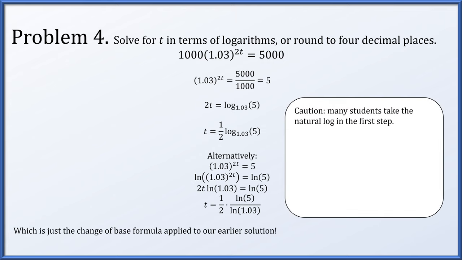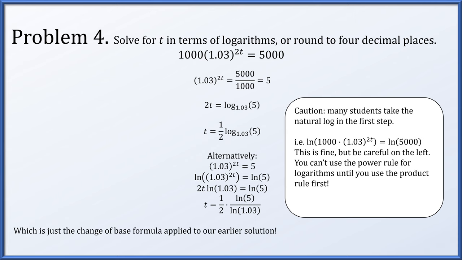Many students would take the natural logarithm, by the way, in the very first step. So the first thing they do in this problem would be to take a natural logarithm. So they would say the log of 1,000 times 1.03 to the 2t is equal to the natural log of 5,000. This is totally legitimate, but you have to be very careful with what's happening on the left. The power rule doesn't apply unless you very strictly have the logarithm of something to a power. And what we have inside the logarithm on the left is fundamentally a product before it's a power. So the first thing you'd have to do is split this up as the log of 1,000 plus the log of 1.03 to the 2t. You could proceed from here, and you'd end up with the same answer.